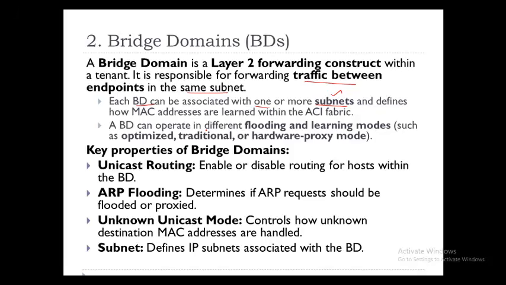A bridge domain can operate in different flooding and learning modes, such as optimized, traditional, or hardware proxy. Traditional is nothing but it learns the incoming source MAC address. And when an ARP request comes, it is flooded throughout that bridge domain to all, and the ARP reply comes. Or hardware proxy: when a host is requesting a MAC address, if the ACI fabric already knows the MAC address, it will give the MAC address instead of the destination giving it, which is connected in another leaf.